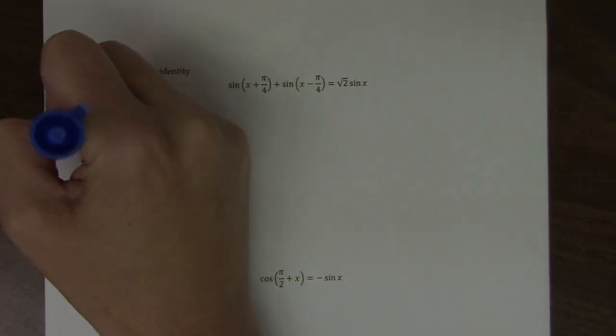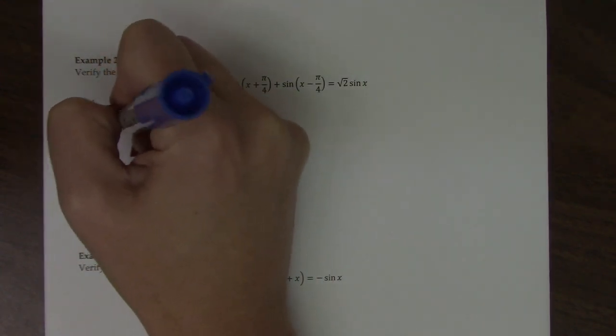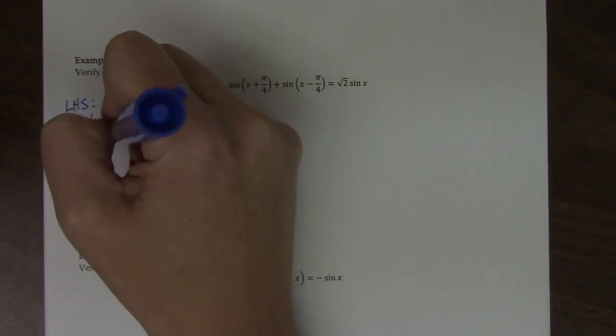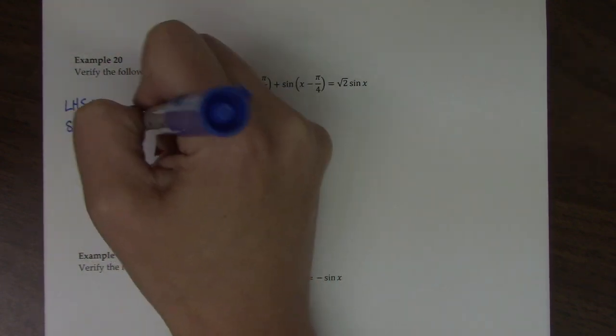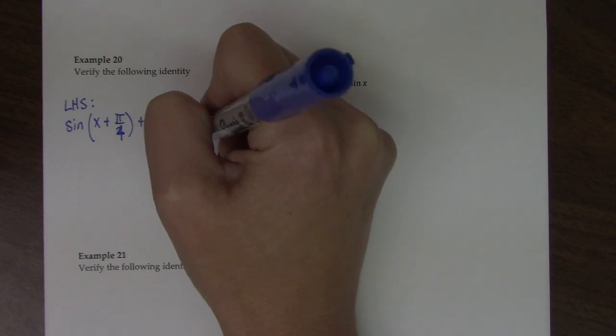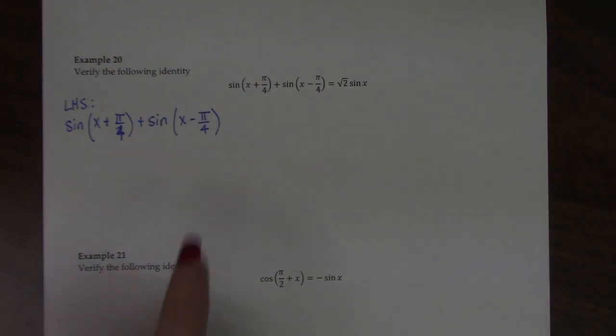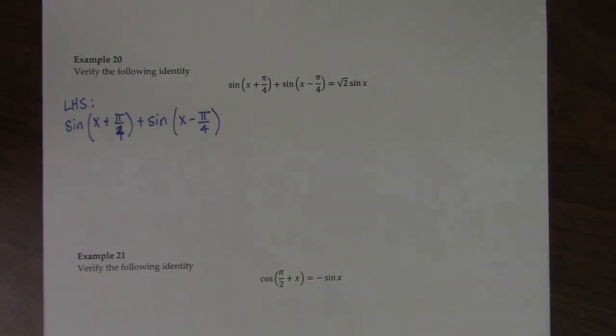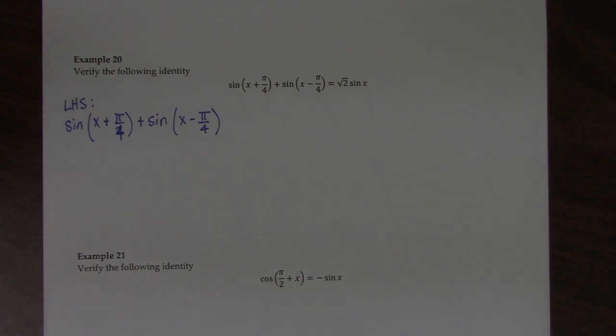So I'm just going to write that down. So we have sine of x plus pi over 4, plus sine of x minus pi over 4. And I want to turn all of that into that. So the x is trapped inside these sine functions, but I have a way to separate things, and this is where my sum difference formula comes in.